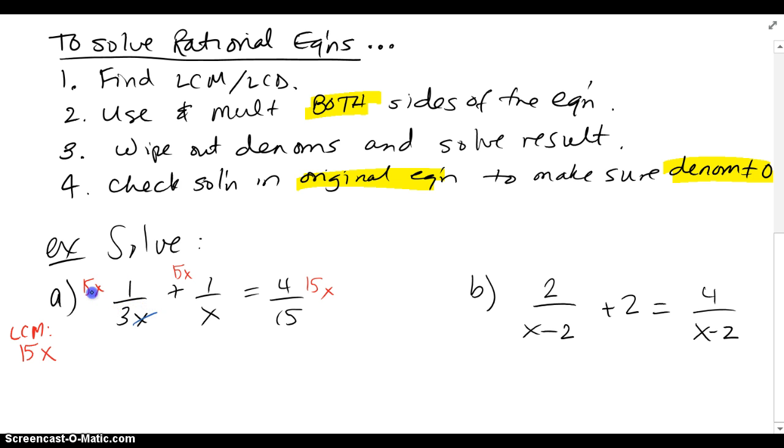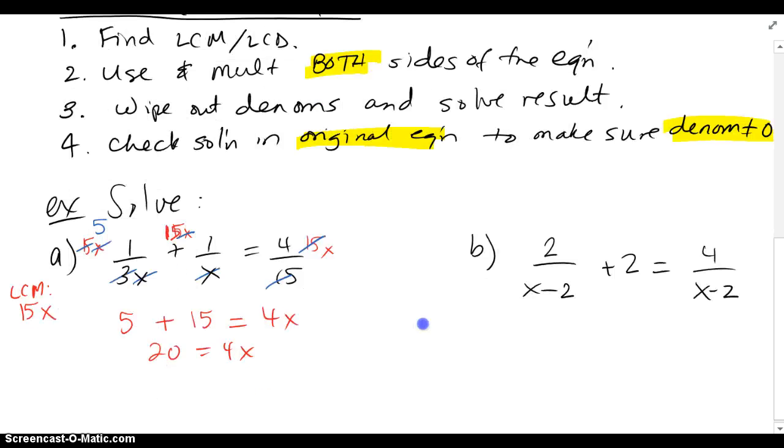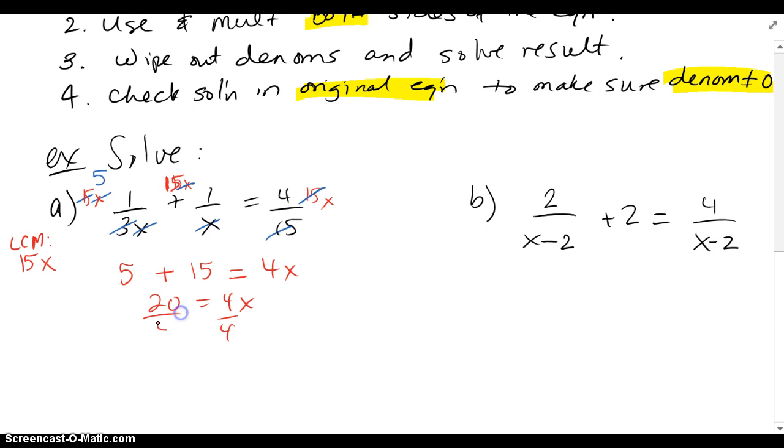So I multiply each chunk, or each term, by 15x, and in the process, denominators should wipe out. So this x is gone, 15 divided by 3 is 5, this x is gone, and then the 15 is gone. So what I end up with is really 5 times 1, which is 5, plus 15 times a 1, which is 15, equals 4 times x, which is 4x. So we've got 20 equals 4x, which means x is equal to 5.